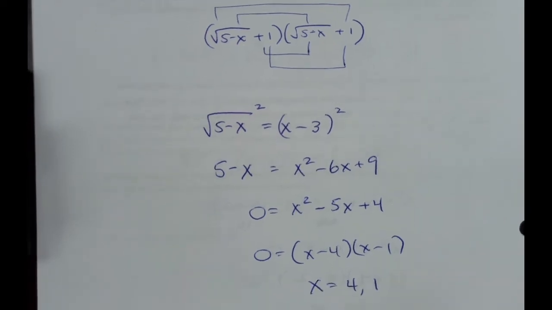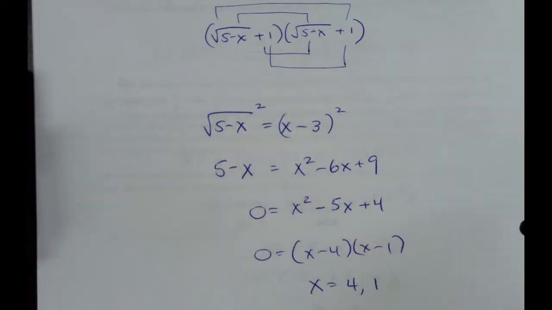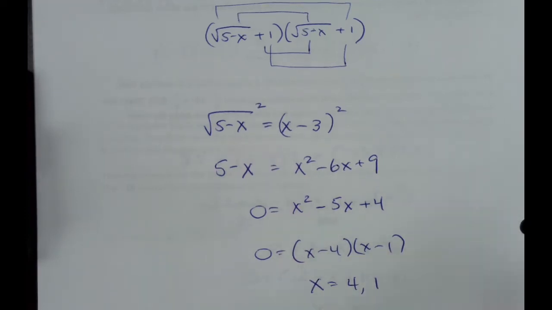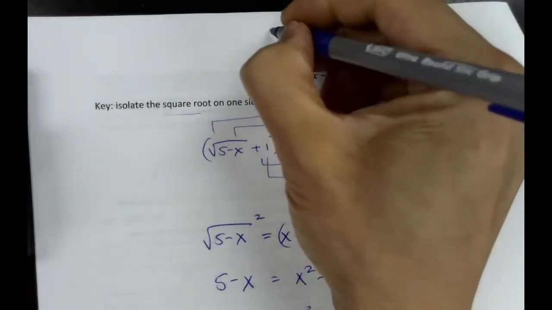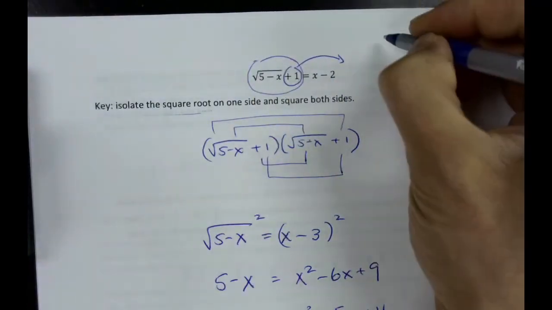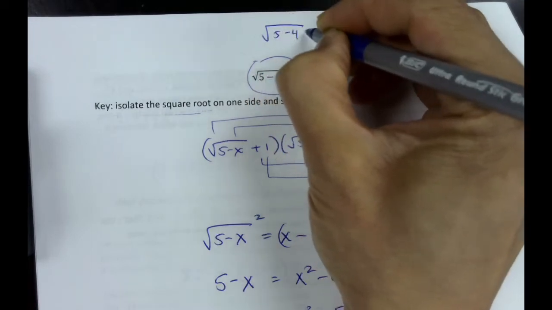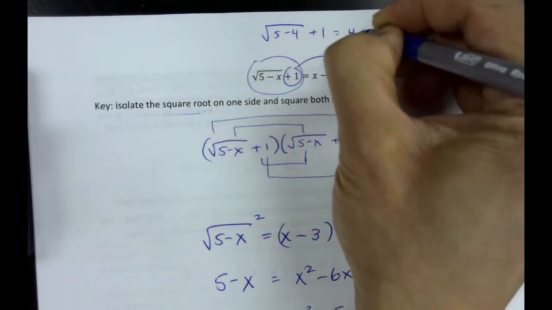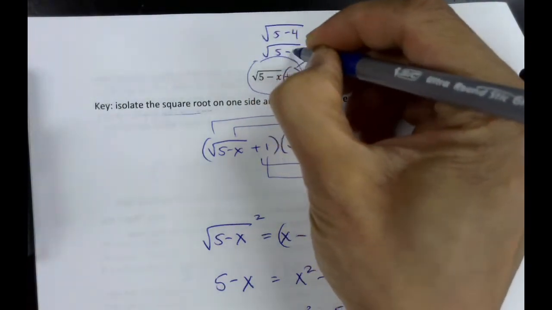Okay, again, because of where it came from, I don't have a fraction to worry about, but I've got a square root to worry about. And so I need to check and make sure that these answers are correct. 4 and 1. 5 minus 4 plus 1. Is that 4 minus 2? And yes, it is. My other one.